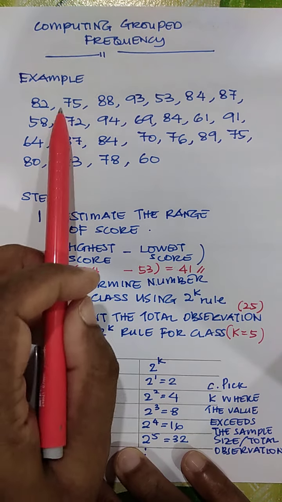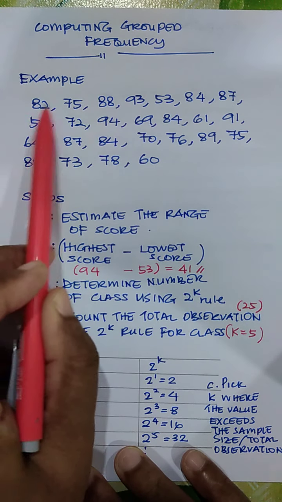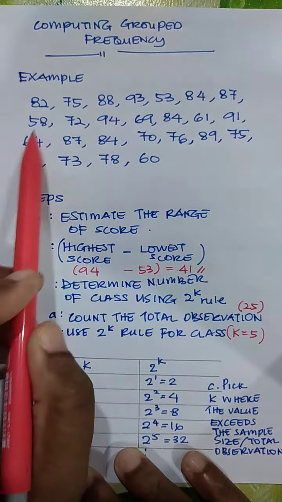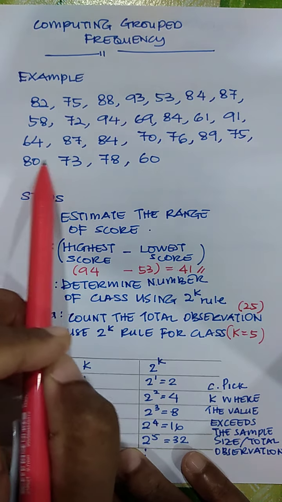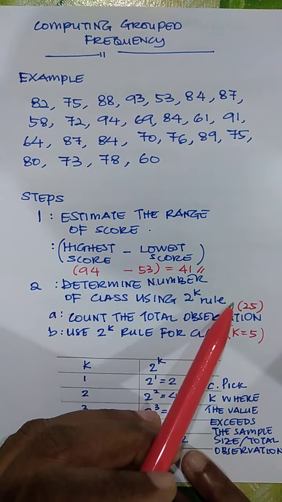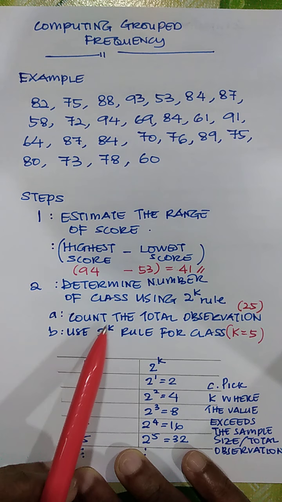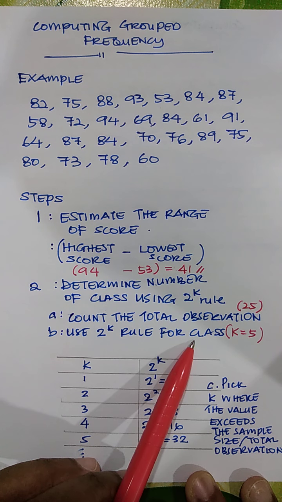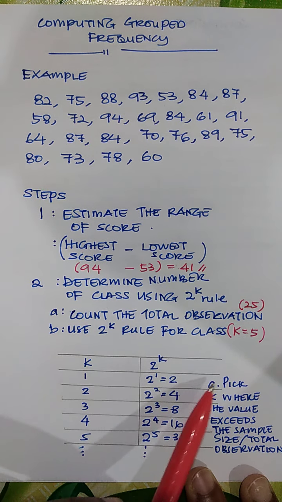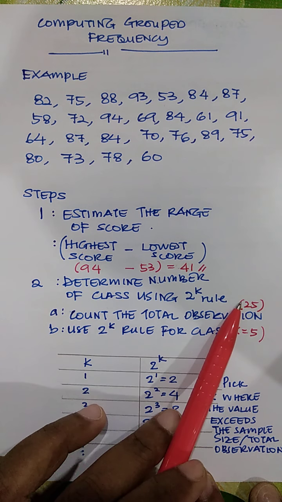How many scores, how much information, how many observations do you have? You have 1, 2, 3, 4, 5, 6, 7, 8, 9, 10, 11, 12, 13, 14, 15, 16, 17, 18, 19, 20, 21, 22, 23, 24, 25. So you have 25 observations. Next, use the 2 to the power of k rule for identifying classes. You need to pick a k where the value exceeds the sample size, the total observations. The total observations that we have is 25.